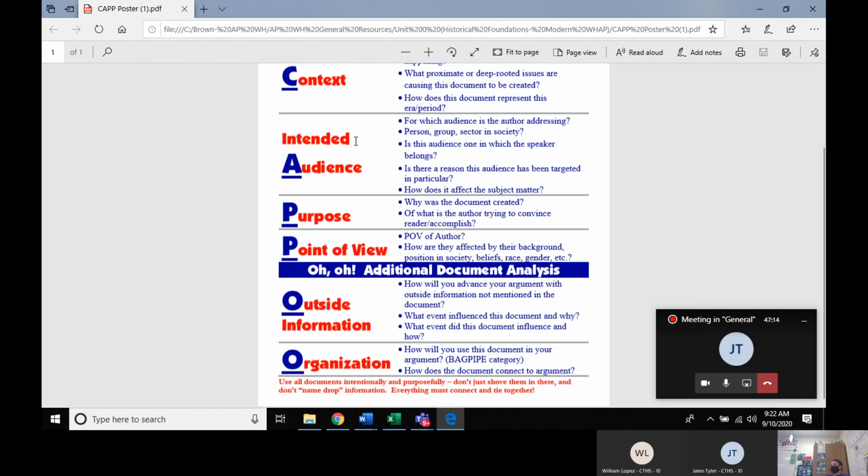Next one's purpose. What's the point? What are they trying to do here? Are they trying to convince you of something? Are they trying to sell you something? Are they just trying to inform you about an event? Are they trying to explain a battle but make themselves look very heroic? One of the classical groups that we talked about was the ancient Greeks. All right? Has anybody ever seen the movie 300? It's a pretty good movie. It's a little old now. The special effects aren't as good as they were.